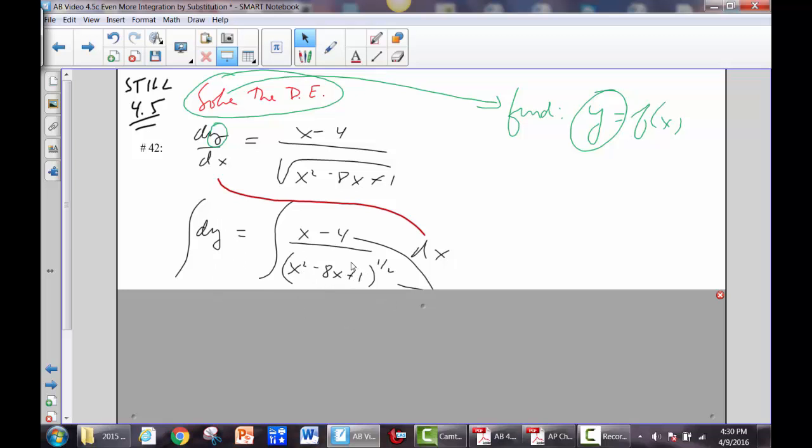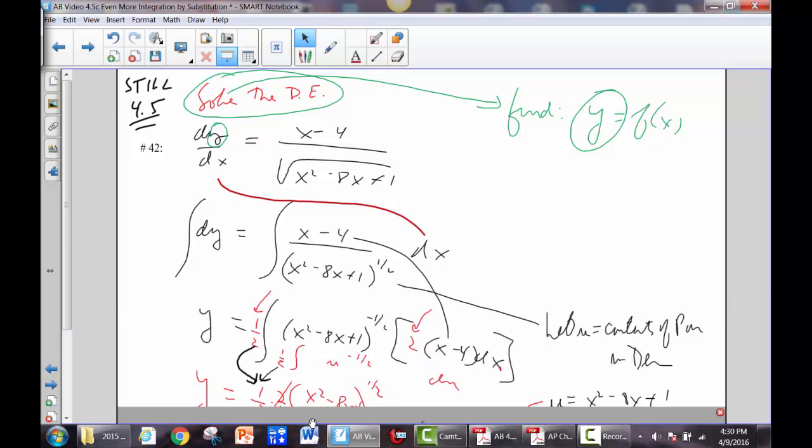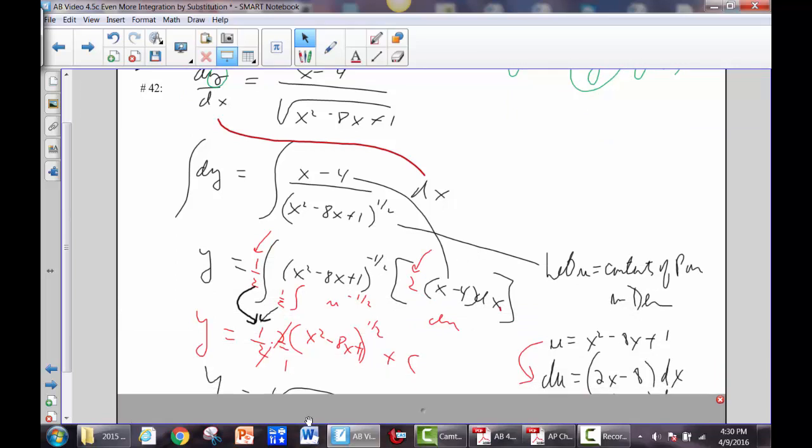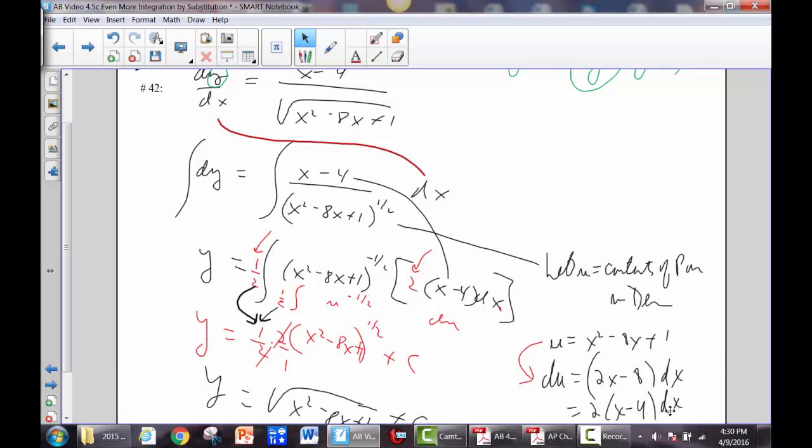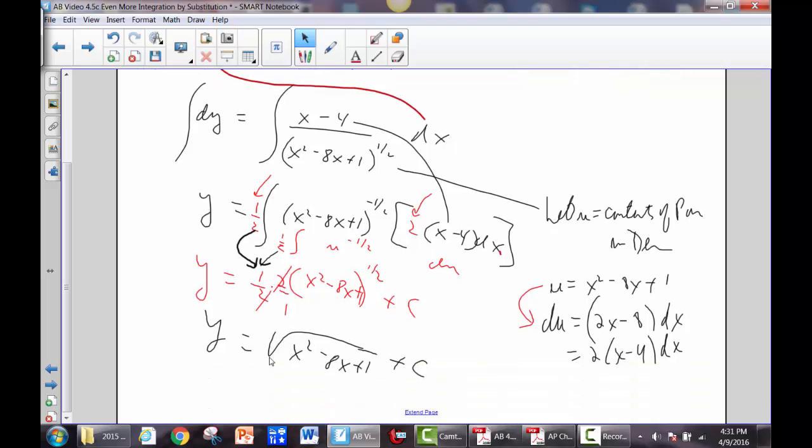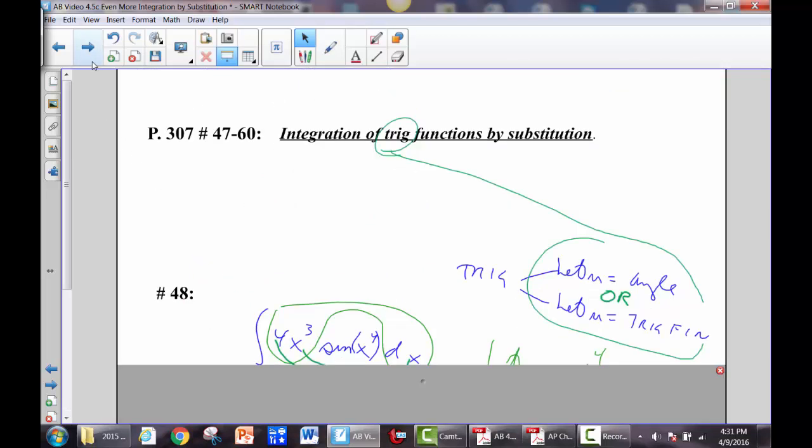In this particular case, you'll let u equal the contents of the parentheses. The derivative of that is 2x minus 8. As it turns out, 2x minus 8 is 2 times x minus 4 dx. So all we need to do is introduce the 2, counteract with a half. When you integrate your u to the negative a half, you'll get u to the half over a half, which is times 2 over 1. The 2's are gone, and there's your answer.